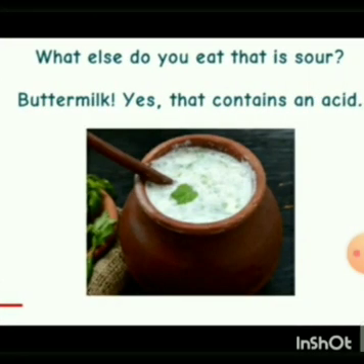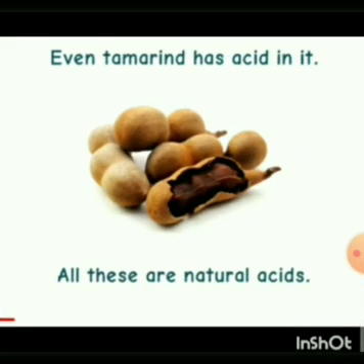So what else do you eat that is sour? Buttermilk, yes, it contains an acid. Even tamarind has acid in it. All these are natural acids. Tamarind also tastes sour.